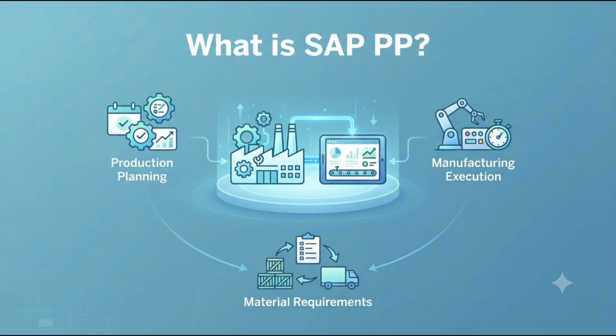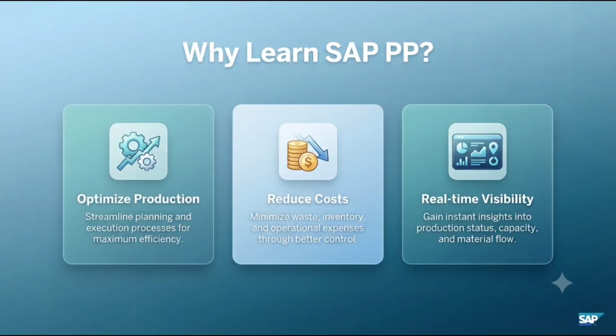Learning SAP PP is valuable because almost every manufacturing company uses some form of production planning system. SAP PP helps organizations reduce production costs, minimize inventory, and improve on-time delivery. It gives managers real-time visibility into production status and capacity utilization. When companies implement SAP PP correctly, they can respond faster to customer demands and avoid shortages or overproduction.